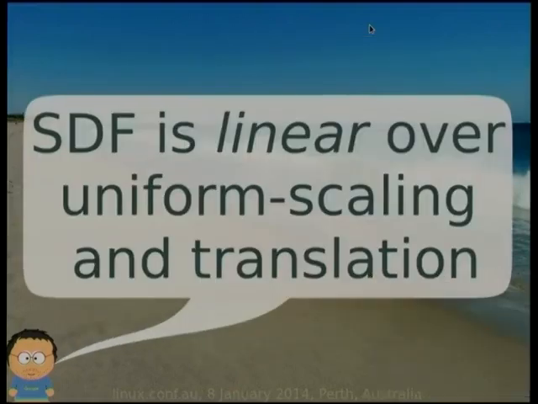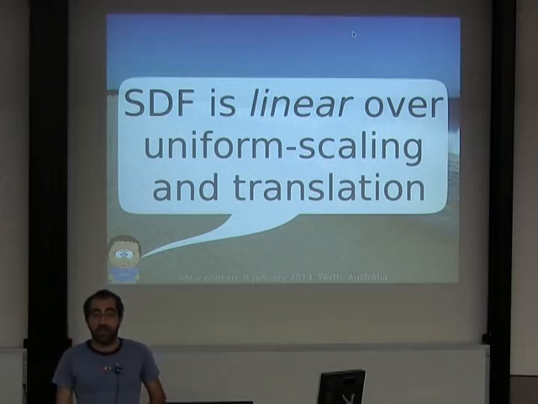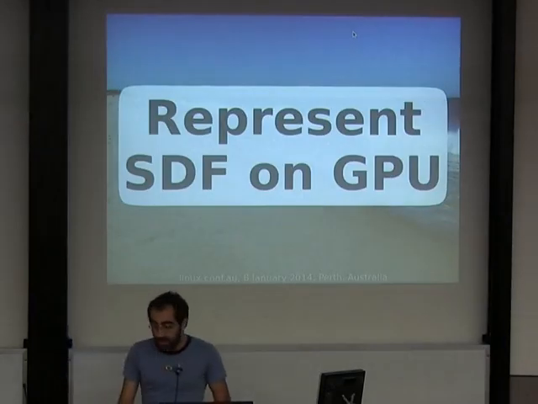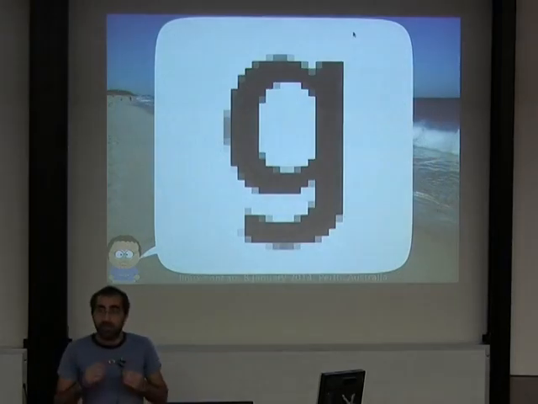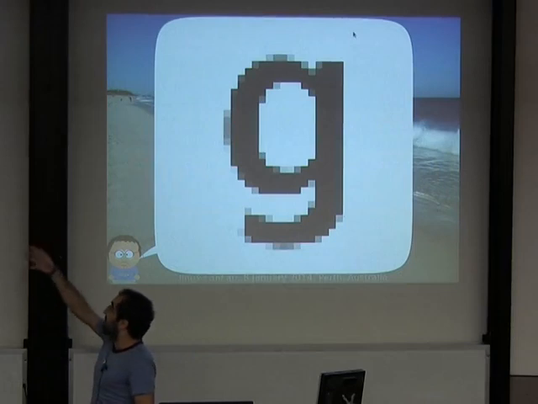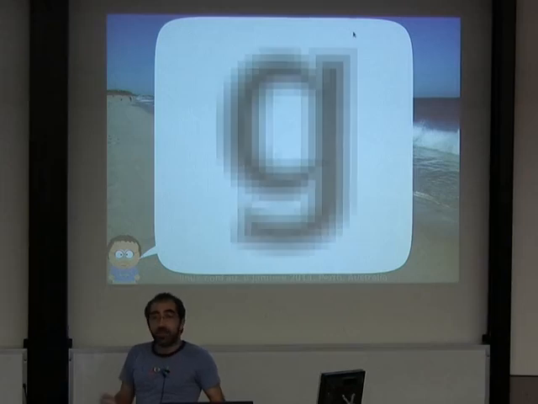So the nice thing about SDF is it is linear over uniform scaling and translation. So if you represent your SDF once, it's just linear math to scale and move the image. Now the problem becomes how to represent this SDF on the GPU. Normally what people do is rasterize to a texture, upload it. So when they want to use the SDF, they put the SDF on the texture.